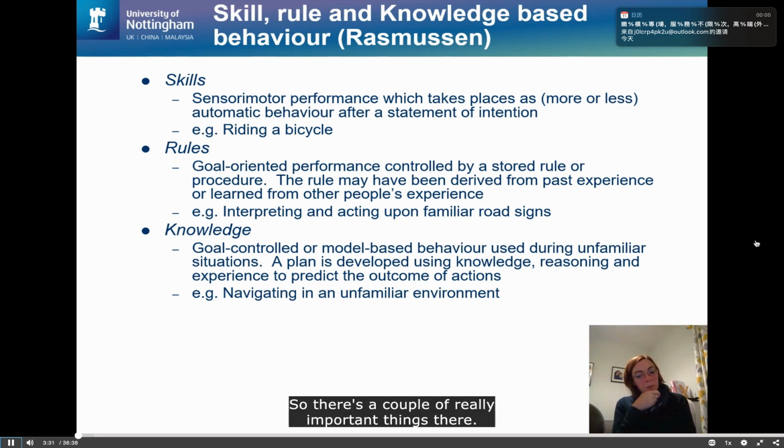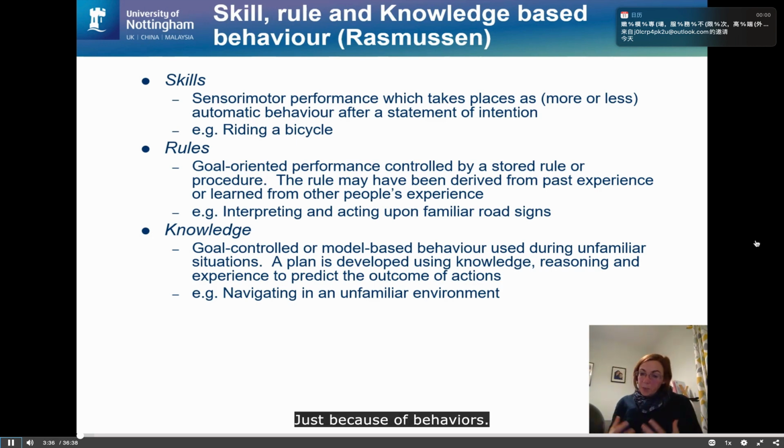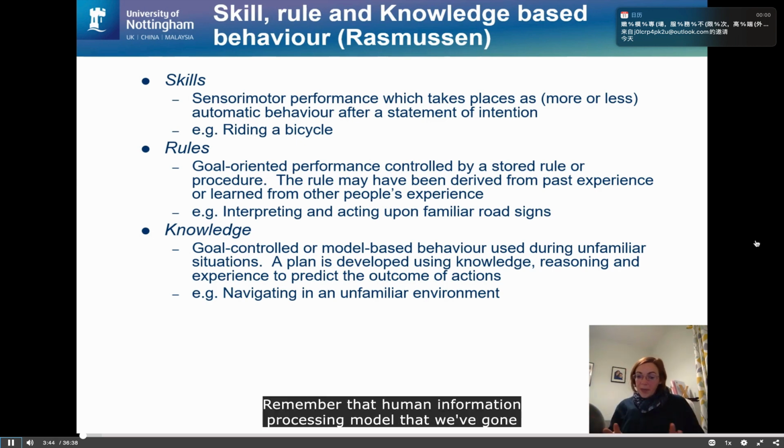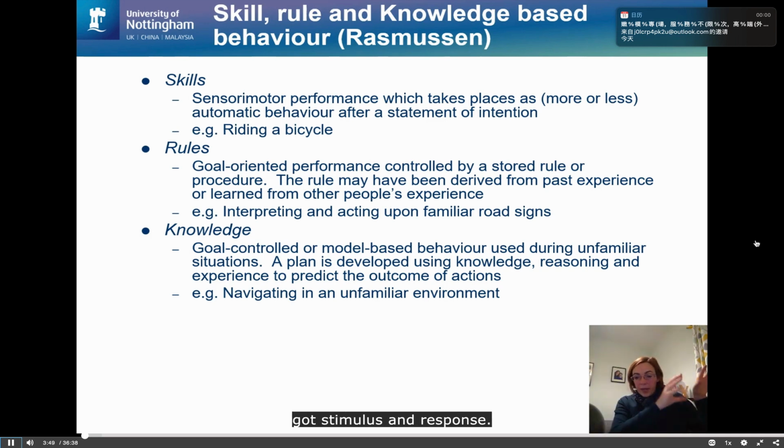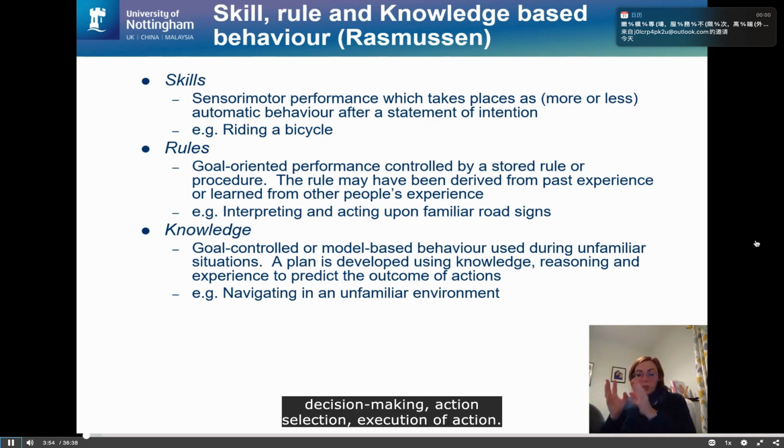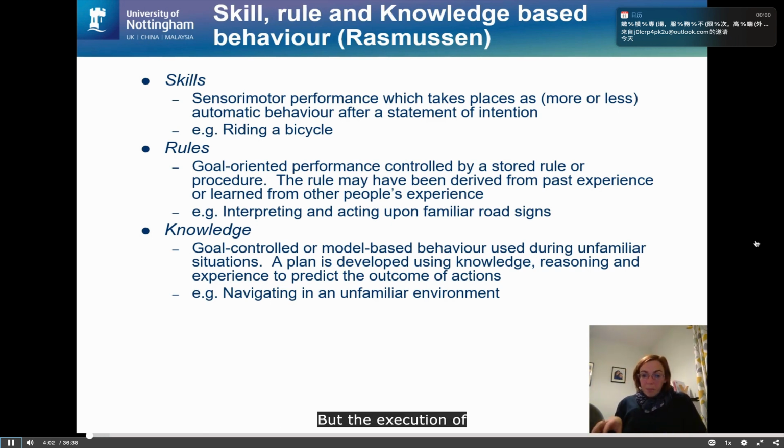So there's a couple of really important things here. The first is this notion of a statement of intention. Just because a behaviour is a skill-based behaviour doesn't mean we omit that process of deciding to act. Remember that human information processing model that we've gone over a couple of times now, with attention at the top, and we've got stimulus and response, and we move through working memory, thought, decision making, action selection, execution of action. All of that still happens with skill-based behaviour. But the execution of the behaviour can be more or less automatic.